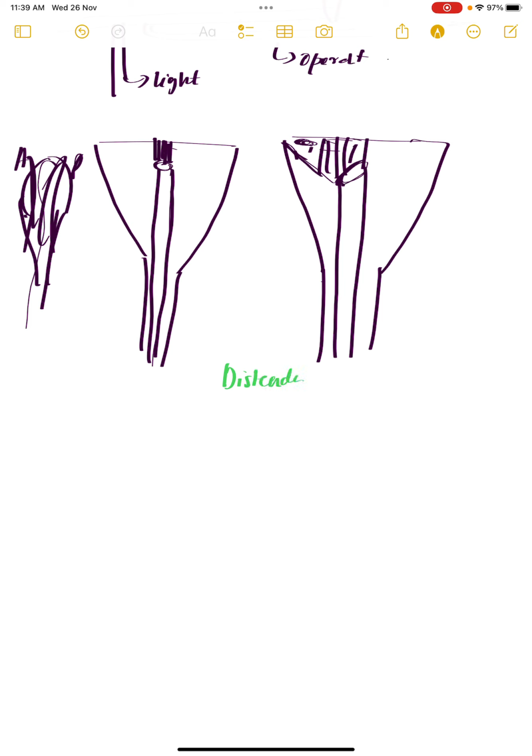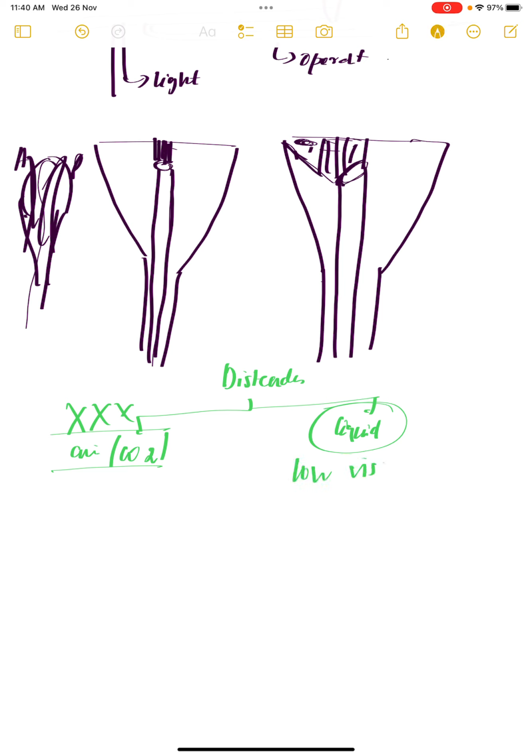So distending media can be of two types. Either it can be air or it can be liquid. Air means carbon dioxide, usually used earlier. Nowadays we are not preferring air, and air is only used in diagnostic procedures, not in operative procedures, because air can cause air embolism. So we are using liquid, and in liquid also there is something specific: it is a low viscous liquid, not high viscous.